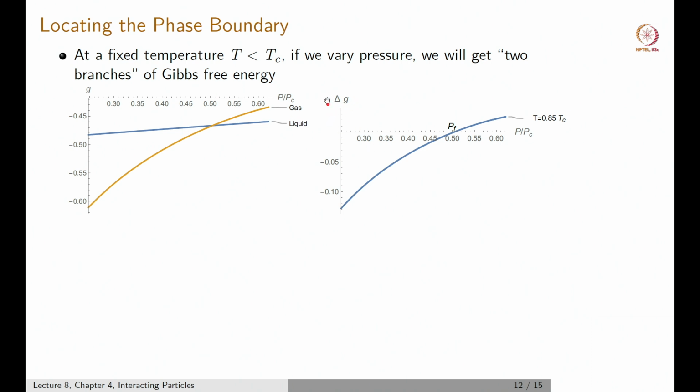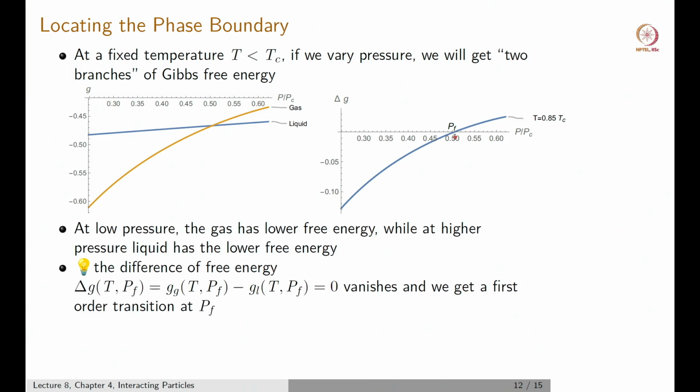And if I plot delta G, where delta G is the free energy of gas minus the free energy of liquid, you will see that it will vanish at this point, and that will allow us to locate the pressure at which the first order transition takes place at a given temperature. So we have to look for the solution to the equation delta G, which is G gas minus G liquid, equal to zero. At which value of pressure does this vanish? That will allow us to locate the phase boundary.